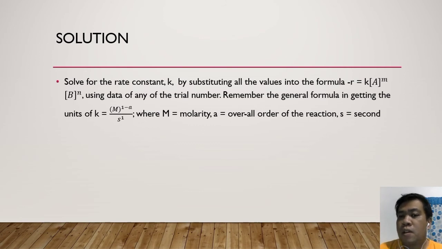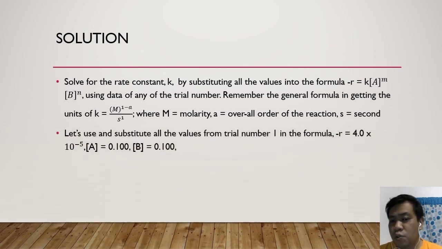So for our next step, solve for the rate constant k by substituting all the values into the given formula, using data from any of the trial numbers. Remember the general formula in getting the units of k is M raised to 1 minus L over s raised to 1. For this discussion we'll use L, but in different books they use n to represent the overall order of the reaction, where M refers to the molarity, L is the overall order of the reaction, and s is the second or the time.